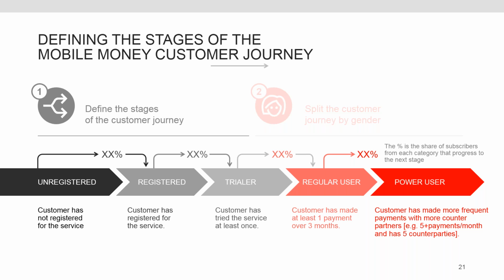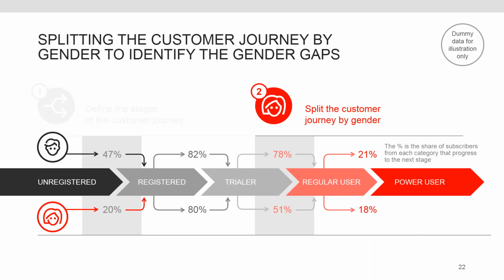Finally, we would recommend having some kind of power usage stage to represent the really engaged, really high volume users. For example, making 5+ payments per month with multiple counterparties. We would recommend that, based on the specifics of the market being looked at, again, this power usage stage is defined very specifically. You might also have a stage beyond this that represents the really, really high value customers that you aim to retain and to push your customer base towards.